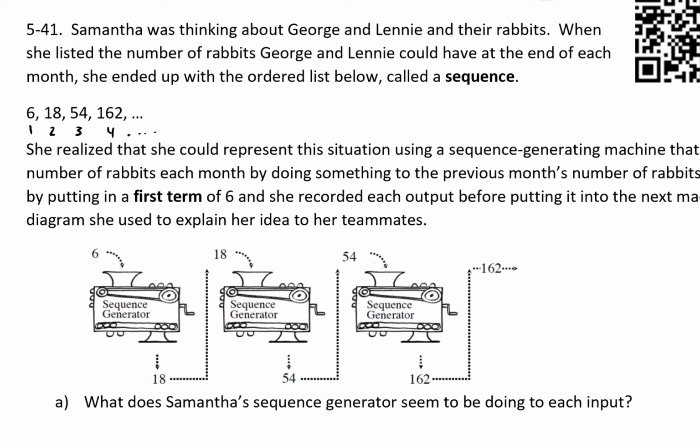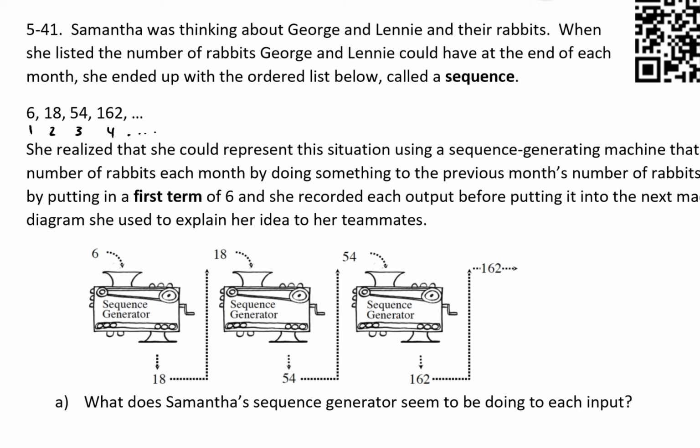It's not dissimilar to yesterday when we looked at the ball bounce, right? We can have the first bounce, second bounce, third bounce. So there are term numbers, and there's a value for each one of the terms.